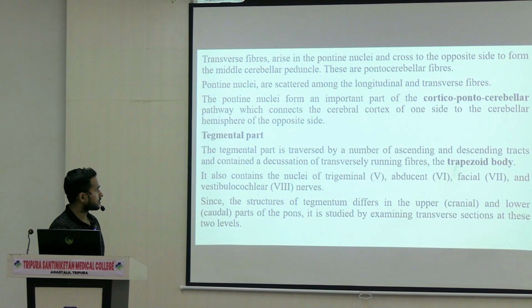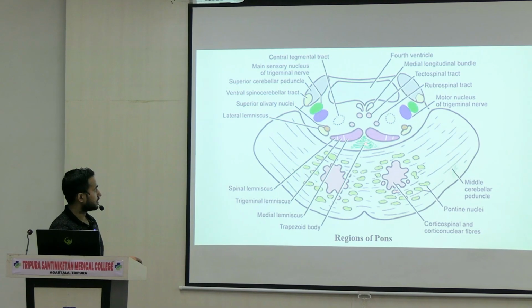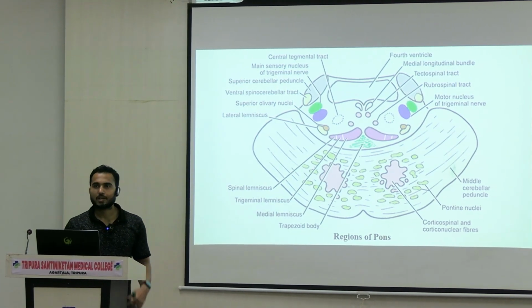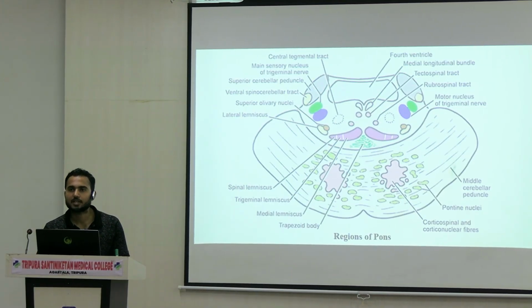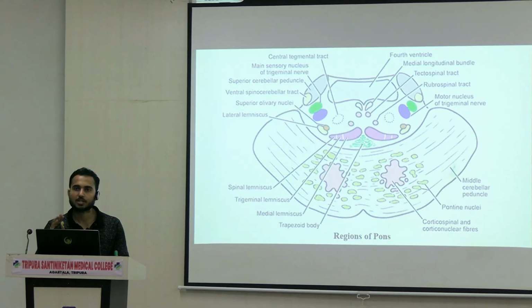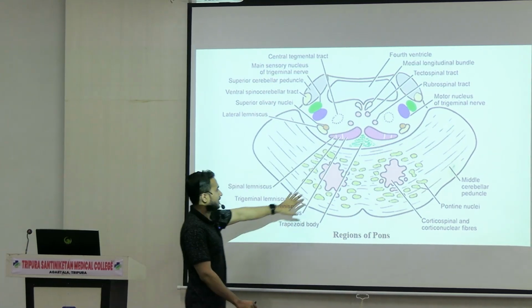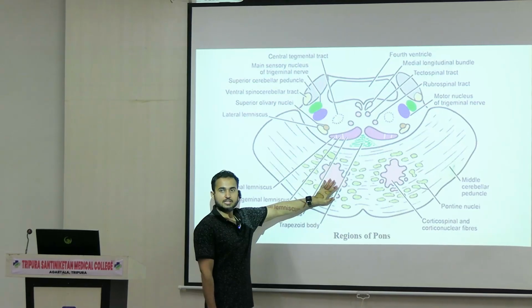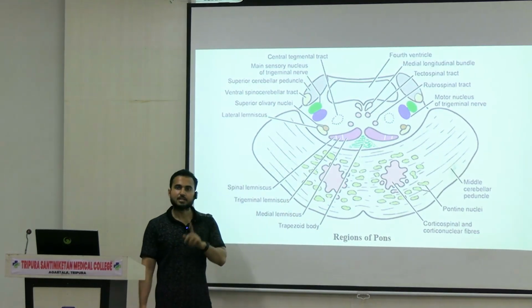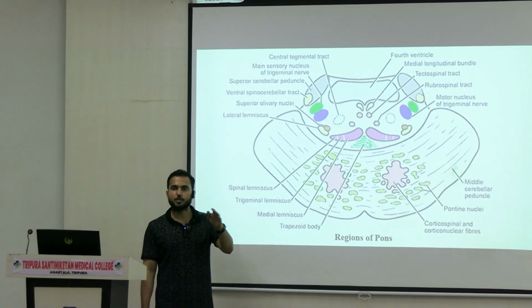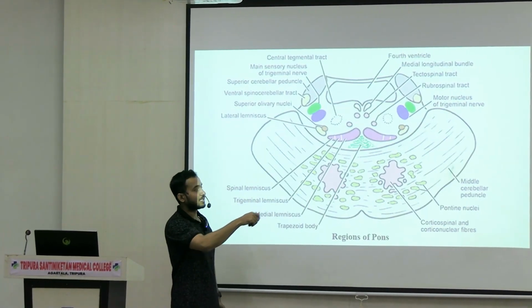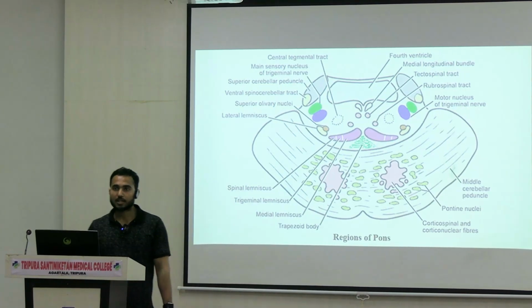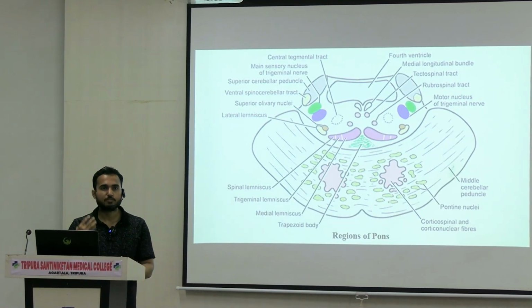Another diagram is there, wait I will show you. Here you can see the trapezoid body. So what will be in the anterior part? Longitudinally running fibers, transversely running fibers and pontine nuclei are situated here in the anterior part, that is the large basilar part, and its structure is the same in the upper part and the lower part of the pons. If you go posteriorly, then in the upper part and lower part the structures are different, but what can you expect to see in the posterior part?